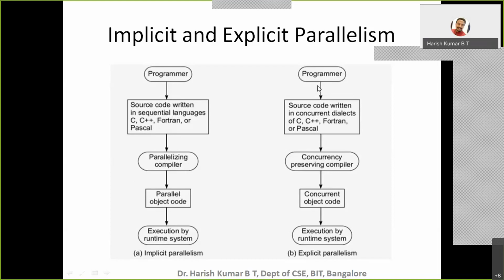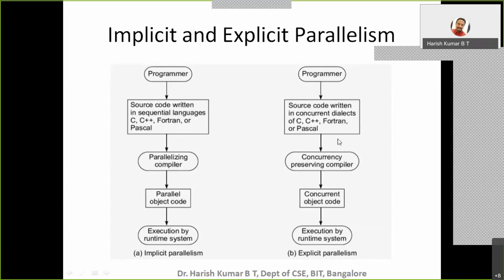On the other side, the programmer is not writing a sequential program. Instead, we make the programmer himself write a parallel program. I said in C, you can write a parallel program using OpenMP. Similarly, other languages also support it. In C++, you can use threads to write parallel programs. The compiler I'm using here is a concurrency preserving compiler. Here we've already written the concurrent or parallel program. The compiler just needs to preserve whatever parallelism I have specified, and concurrent object code is generated for execution by the runtime.